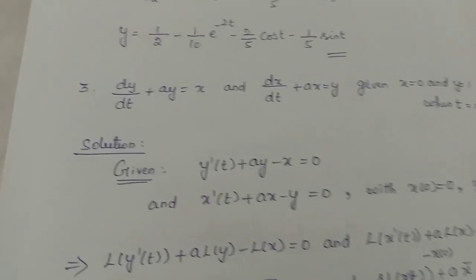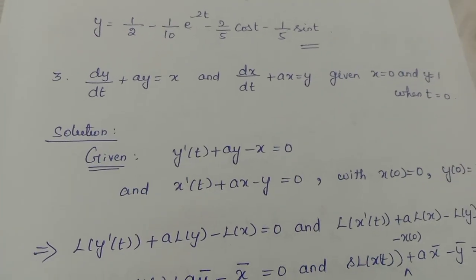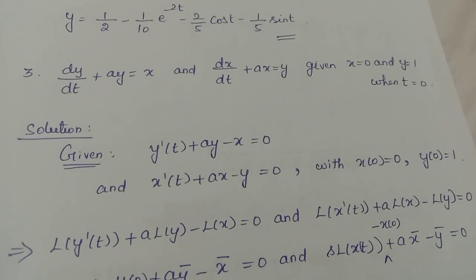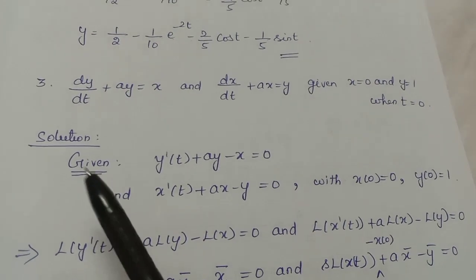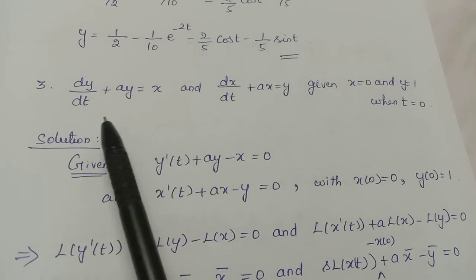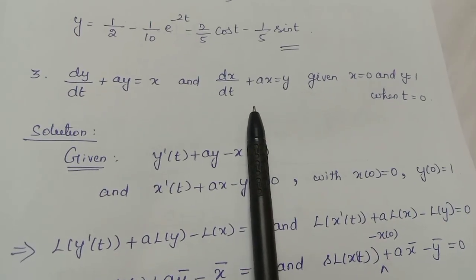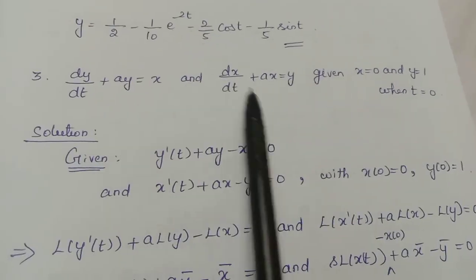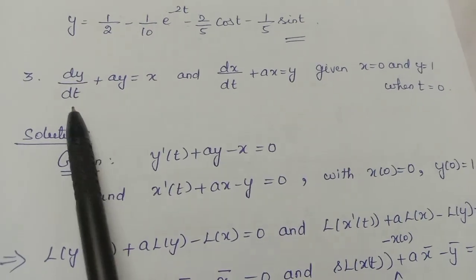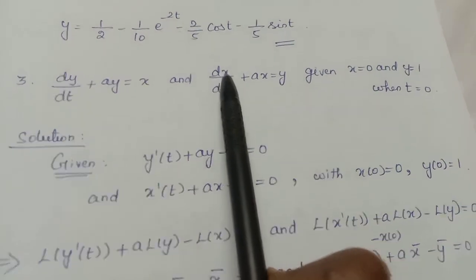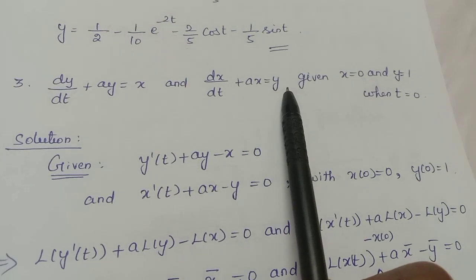Right? So in the previous two problems we have solved two separate differential equations. Now the third problem I have is simultaneous linear differential equations. That is two equations taken together. See, look at this equation: dy by dt plus ay equal to x and dx by dt plus ax equal to y.